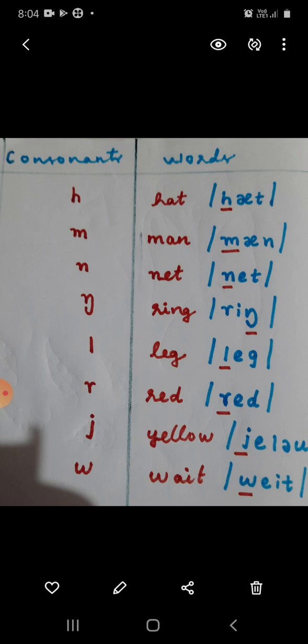Lion is another example. L plus I plus N, lion. Clear? So you try to find out the pronunciation of the word lion. Yes, a good dictionary will give you the answer. So you search for the word lion and the pronunciation of that word.